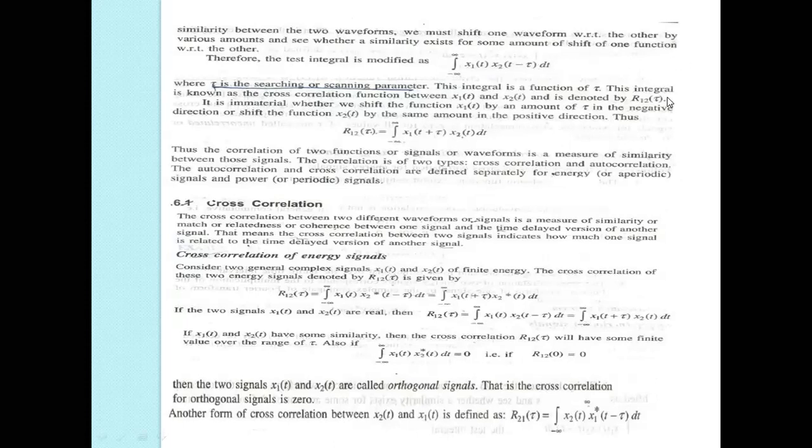It moves in the positive direction, or otherwise it moves in the negative direction, for either one of the signals: integral from minus infinity to infinity of x1 of t plus tau, x2 of t dt. So the correlation function, or cross correlation function, is denoted by R12 of tau. Autocorrelation is simply R11 of tau. Here there are two different signals, x1 and x2; autocorrelation means the same signal, R of tau or R11 of tau.